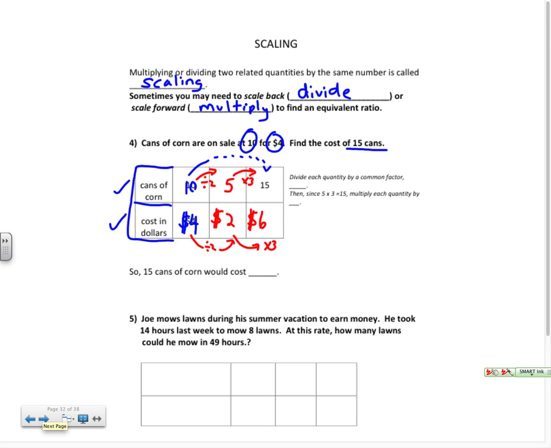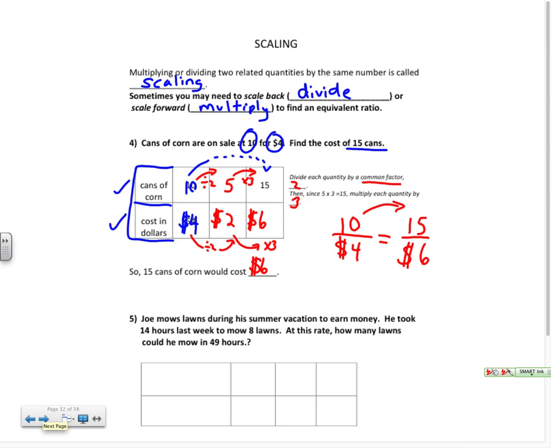So divide each quantity by a common factor. That was 2. And then, since 5 times 3 is 15, multiply each quantity by 3. So my final answer: 15 cans of corn would cost $6. We can see the original ratio of 10 to $4. We needed to get that to 15 cans, and we saw in our chart it was $6, but it's really difficult to go from 10 to 15 without scaling back, dividing first.